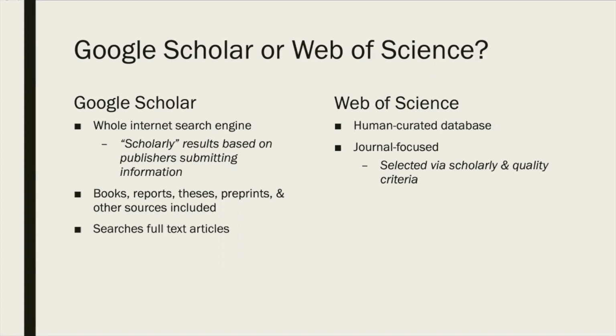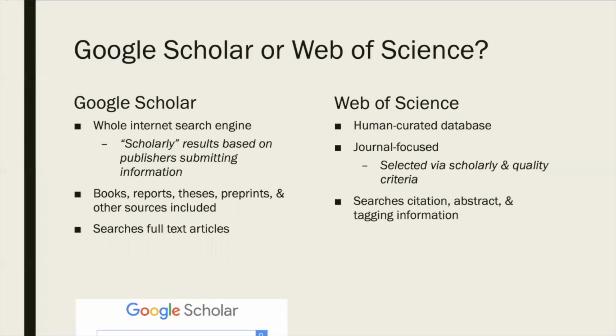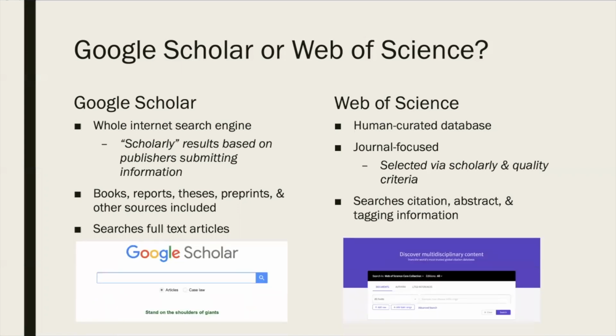In Google Scholar, when you type your keywords into the search bar, it searches the full text article, so everything in the text. Whereas Web of Science only searches the citation, the abstract, and the tagging information. And those are kind of the main differences. With your projects here, when you want to find a scholarly research article, we really want you to use Web of Science. It's just a better resource to use in the field of science when you're looking for scholarly information.